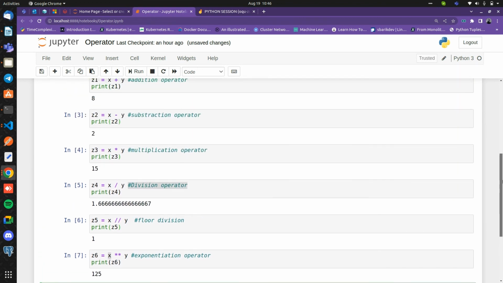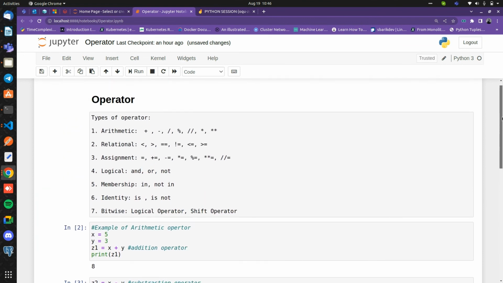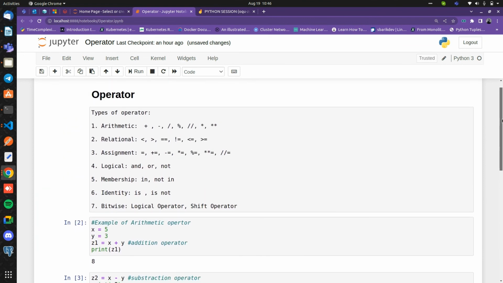So this is the example of arithmetic operators. The next topic will be about relational operators.